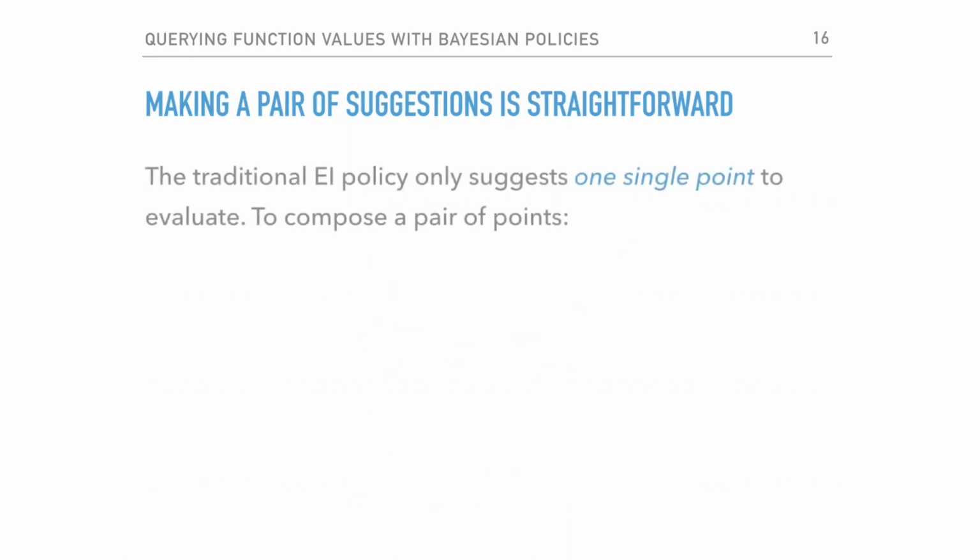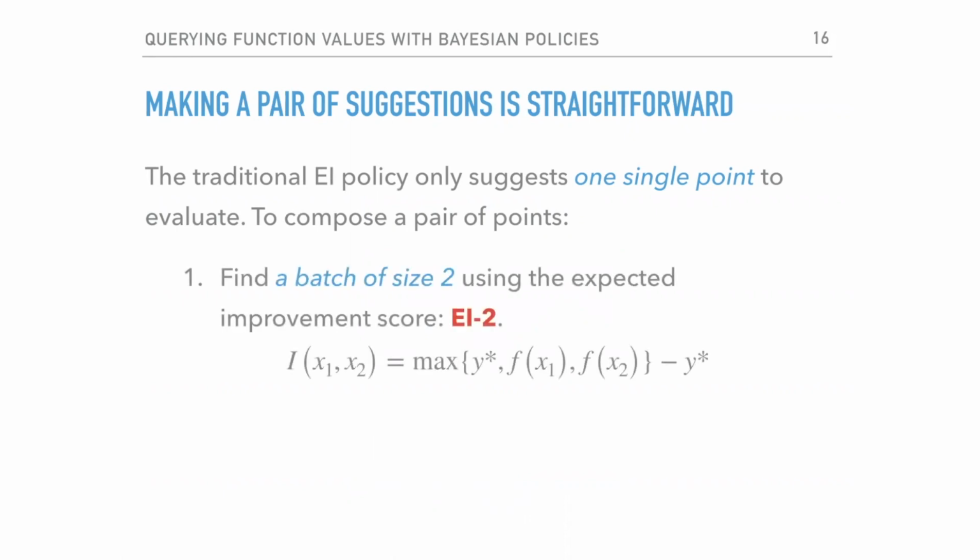So with this expected improvement policy, we have a way to find a point to present to the user in order to find the global optimum. But remember, in our setting, we need to present to the user a pair of points. So we need a way to extend this. Well, the first natural way is to simply extend our improvement measure to take in not 1 point, but 2 points, x1 and x2 here. And the maximum is defined over the incumbent, f of x1 and f of x2. So we could do that as well. This policy is typically called EI2.